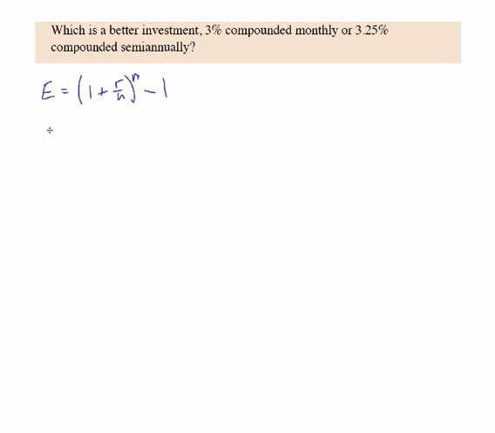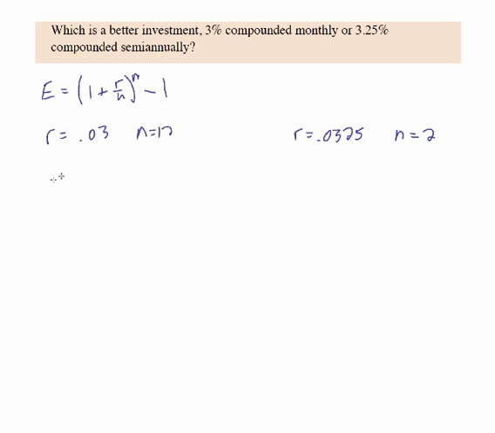So for our two loans here, the first, the 3% loan, r is 0.03, compounded monthly, n is 12. For the second loan, it's 3.25%, so r is 0.0325. And it is semi-annually. Semi means half, annual year, so it's compounded every half year, which means n is 2.